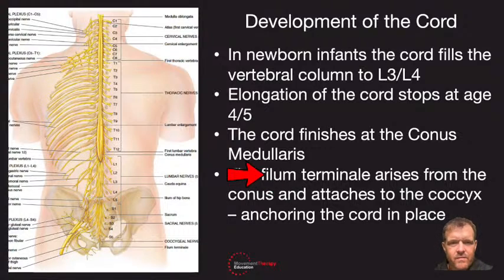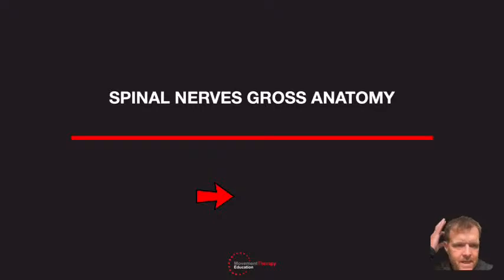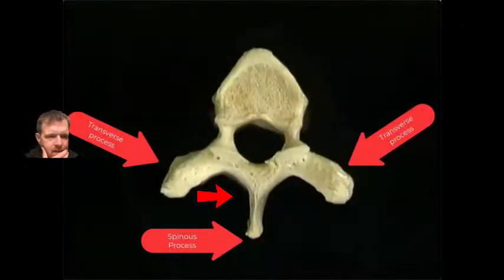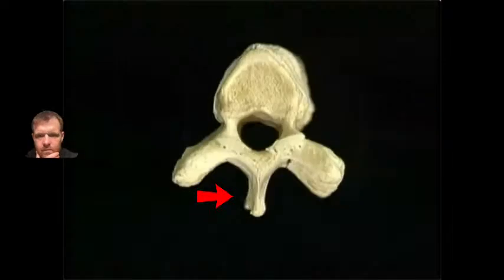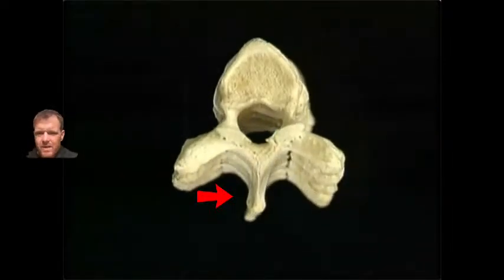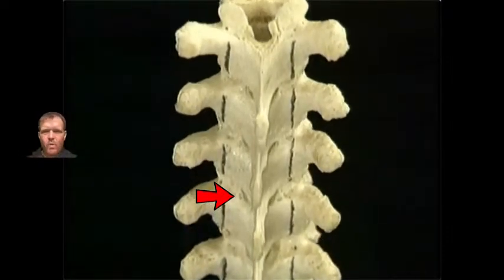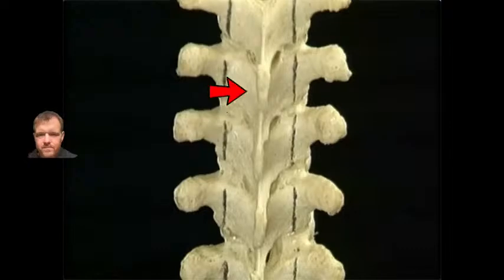Okay, so the filum terminale arises from the conus and attaches to the coccyx, and it anchors the cord in place. Okay, so that's what that is there. If you've not heard of that before, let me just quickly show you this. Okay, so similar kind of view to what we saw before, but we're going to have a look at a bit of a wider view first.